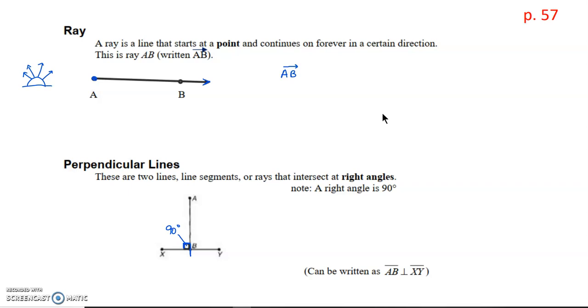So what we have here is segment AB and segment XY. They're both segments, and where they touch is perpendicular. It's forming a 90-degree angle. So the perpendicular symbol looks just like the picture that we see.